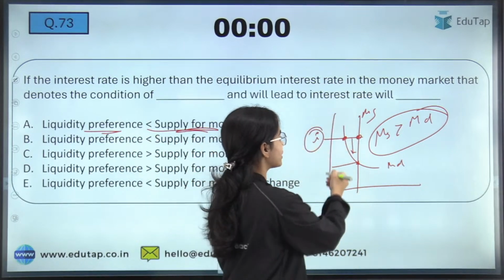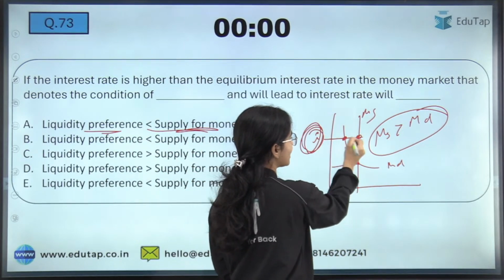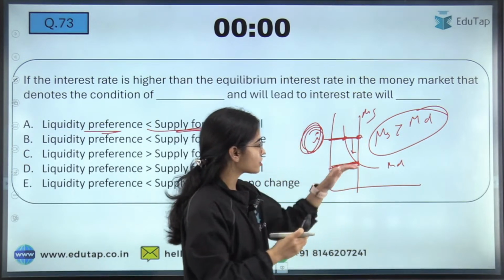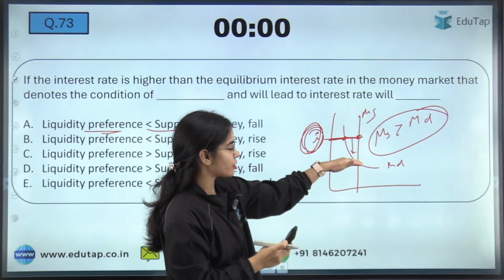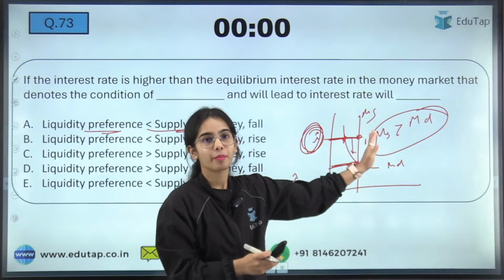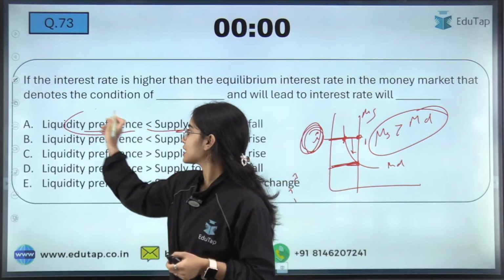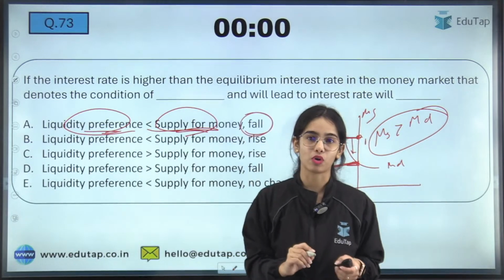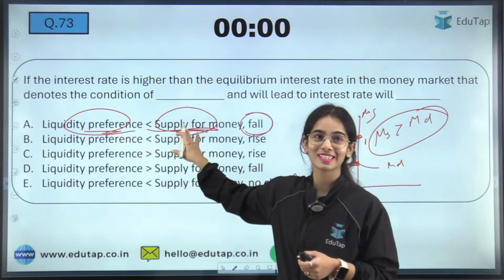So if the interest rate is higher than the equilibrium interest rate, your demand for money, your liquidity preference, is less than the money supply, and so your interest rate will start falling. Okay. Yes, it is A.